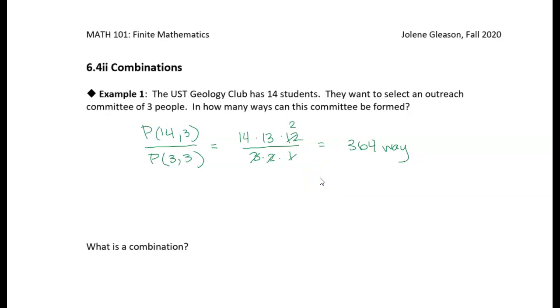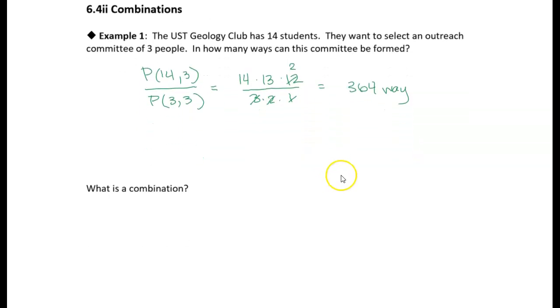So what is a combination? Let's go ahead and talk about that. A combination is an unordered subset. Here order does not matter. So it's unordered. That's the key difference between a combination and a permutation. In a permutation, the order matters. In a combination, the order does not matter.